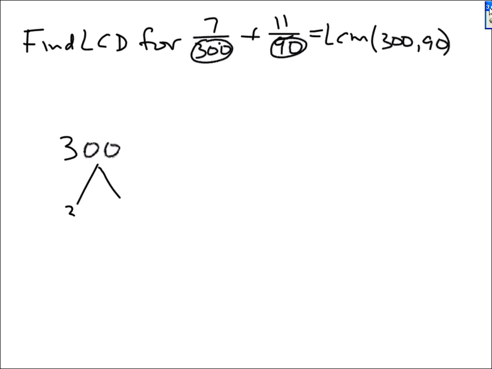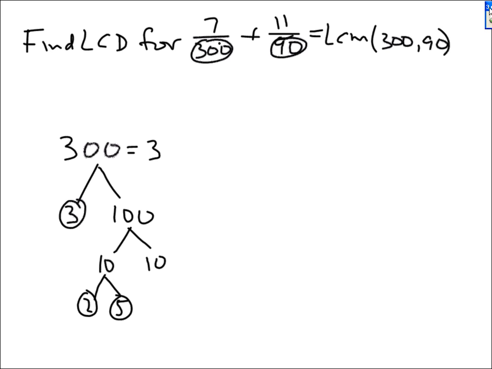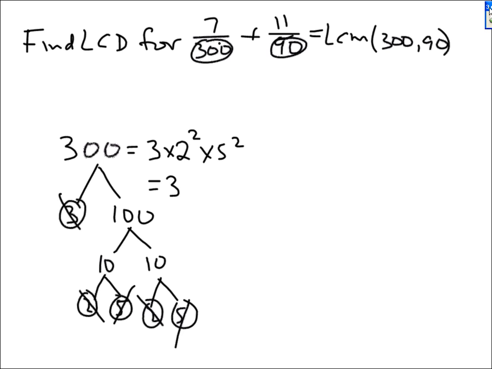300, well, it's 3 times 100. 3 is prime. It'll be 3. 100, that's 10 times 10. The 10s are not prime. They're 2 times 5, and those are prime. So we have 3. Then we multiply by two 2s. We put a 2 in the upper corner to say we're multiplying by two 2s. And we're also multiplying by two 5s. If you don't like the powers, then just write it down this way.